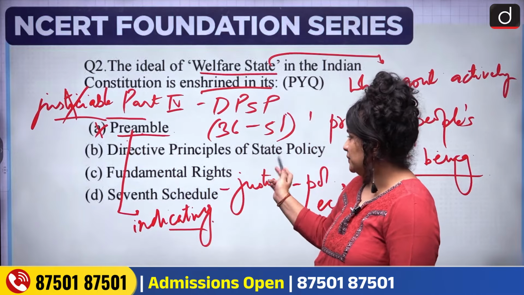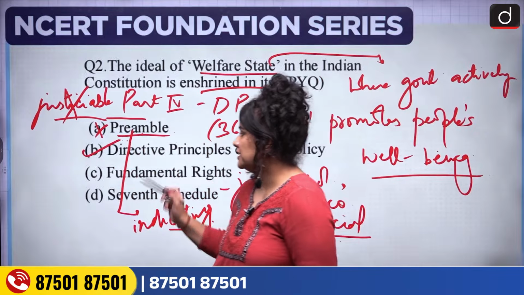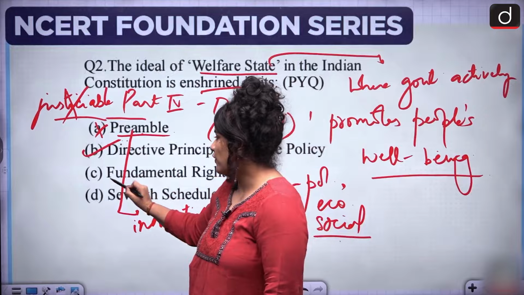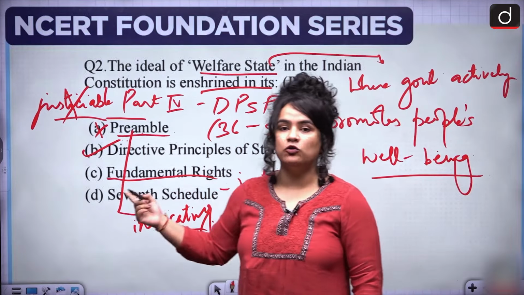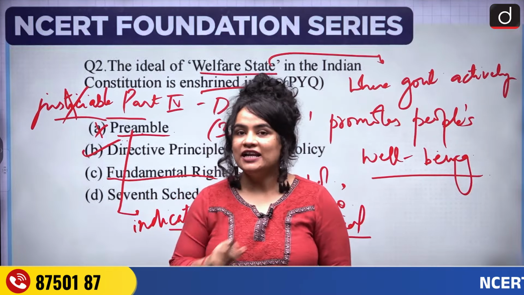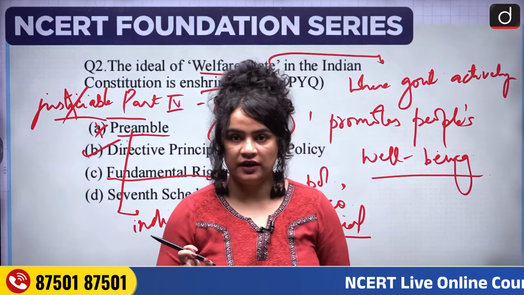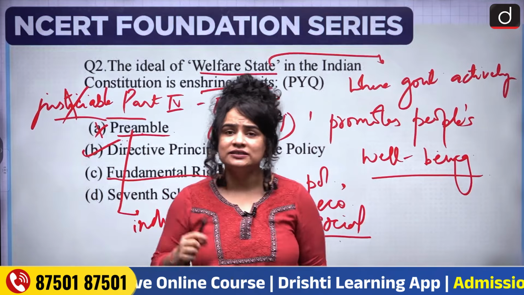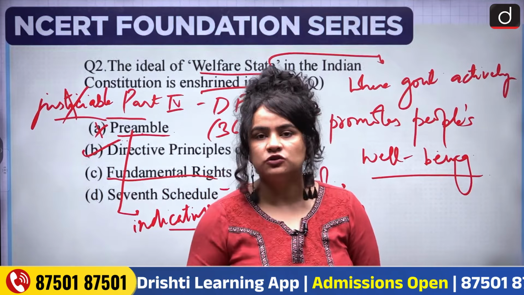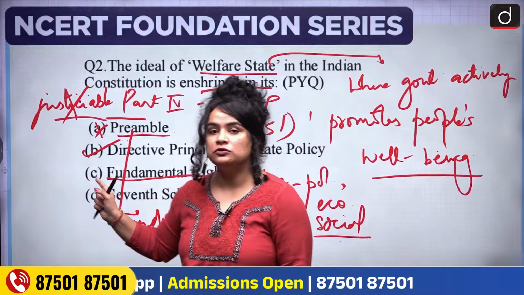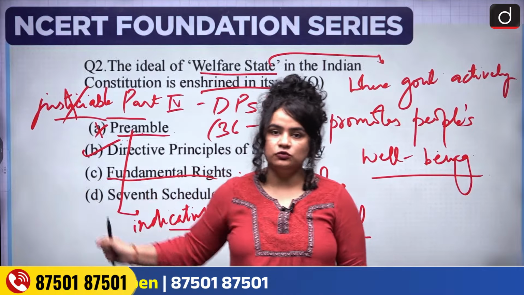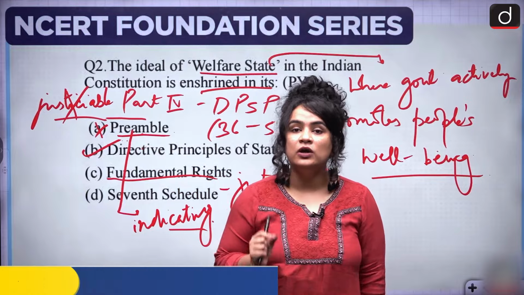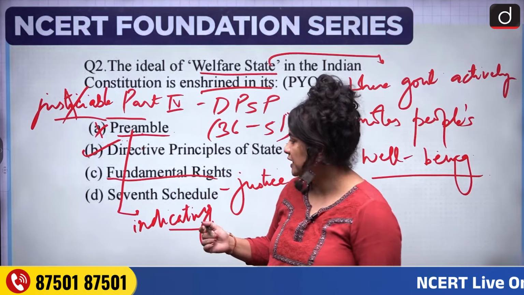B, DPSP, this is the correct answer, Directive Principles of State Policy. C, fundamental rights. See again, fundamental rights is talking about individual rights and not collective welfare. Please notice, you may be again thinking that fundamental rights is also pointing to welfare of some sort. But we should notice that it refers to individual rights, whereas your DPSP refers to collective welfare or principles of collective welfare.